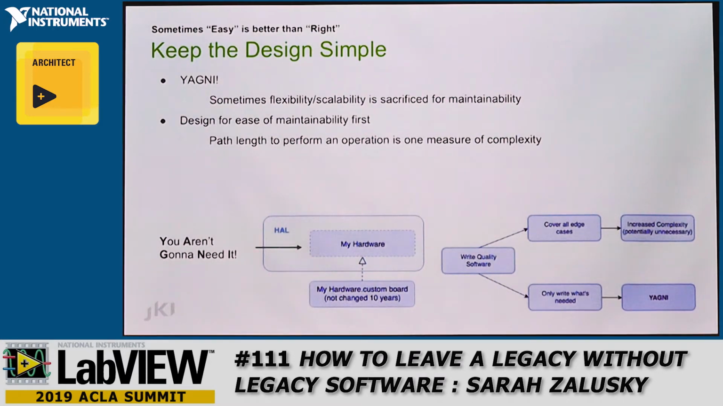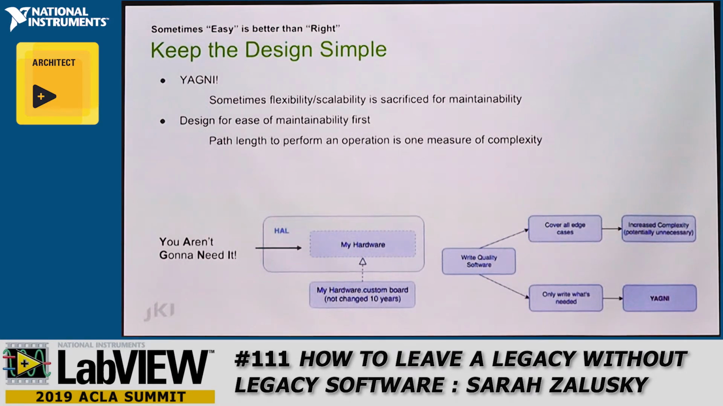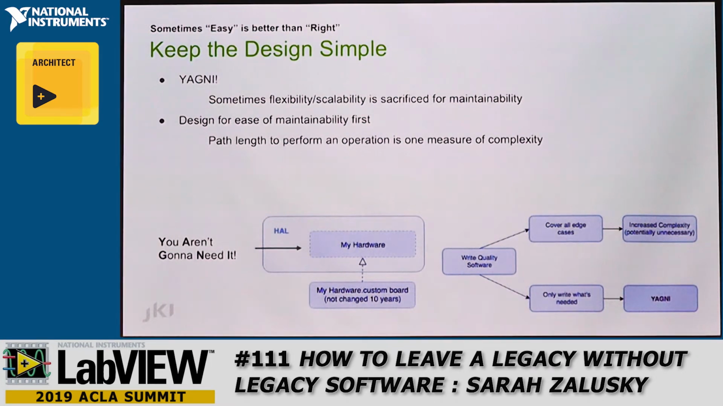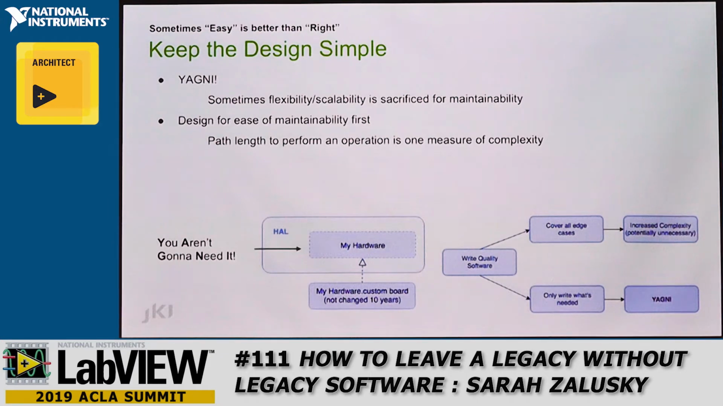And another way to showcase this is to think about one of the ways we measure complexity in our software, which is path length to complete an operation. And I can give an example of this. Something which would be a short path length would be, I have a method inside my class. I call that method, and then the code executes right there inside that method. That's an example of a short path length.